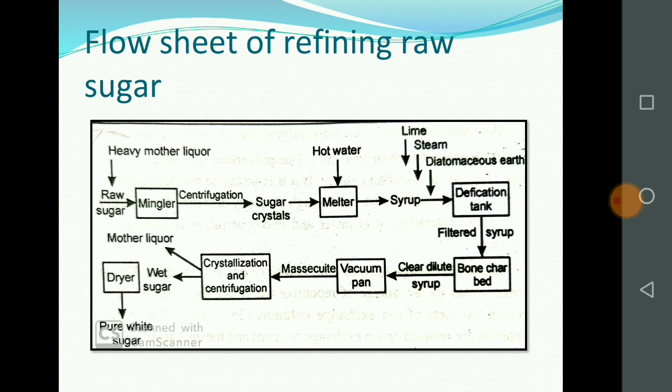While doing so, only the coating of impurities is removed and no or very little sucrose goes into the mother liquor. The mixture is now centrifuged to separate the crystals from the mother liquor, and the crystals are washed with hot water. The washed sugar is melted in water to a density of 55 to 60 Brix. Potable water and steam condensate are used for melting. The vessel used for melting is called a melter. The syrup is sent for defecation.